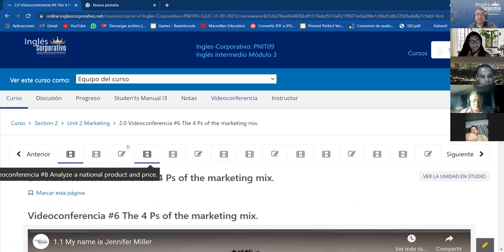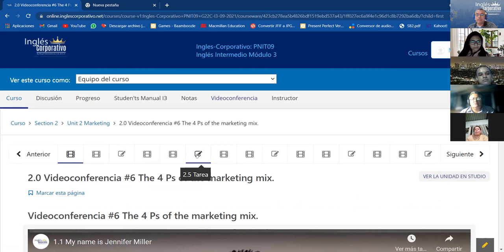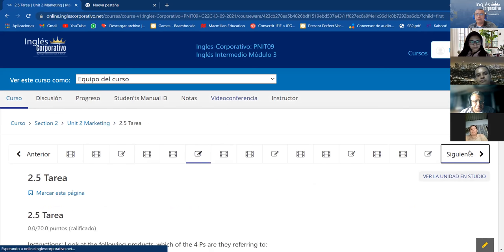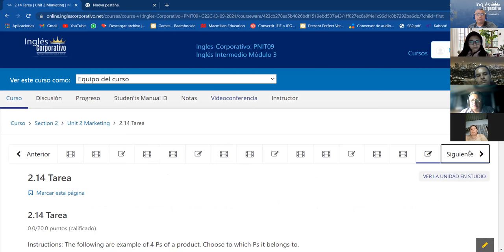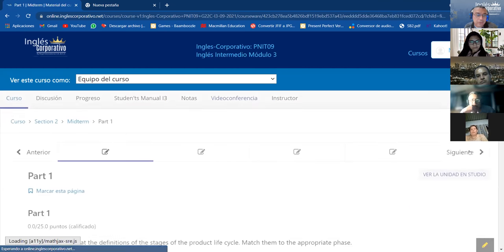Estas son las que tiene que hacer, las que tiene lápiz, lápiz que dice tarea. These are the ones you have to do, all right? Then when you finish these, this is homework, okay? In the platform, and then you're going to have access to the exam.